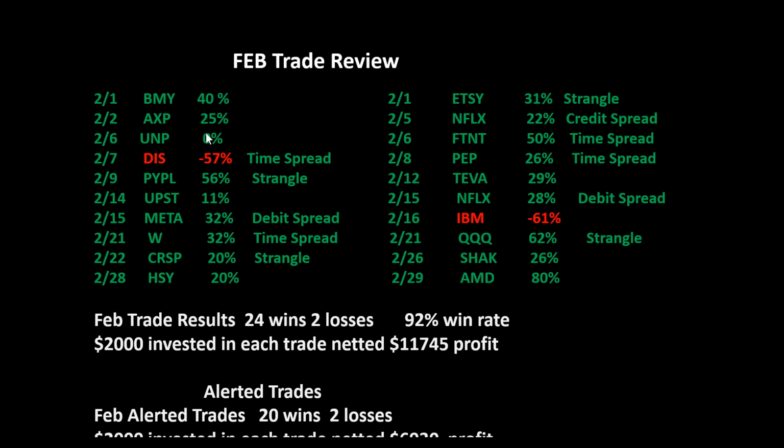February, again, see the percentages: 40%, 25% is flat, 56%, 32, 32. Again, nothing huge, but these are really nice, consistent trades. And to be a consistent winner and a consistently profitable trader, you've got to have consistency, month after month, week after week. And I think we do a great job of doing that.